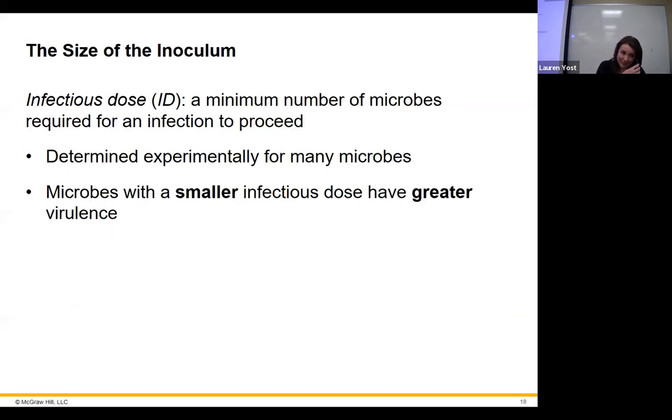Inoculum, this is having the ID, the infectious dose. Some organisms might just take one of those organisms to on average cause a disease. Other ones might take like 10, 100, whatever it is. For example, a lot of viruses are only going to be one infectious particle to cause disease, whereas tuberculosis, for example, is 10, and that's still pretty low for bacteria.